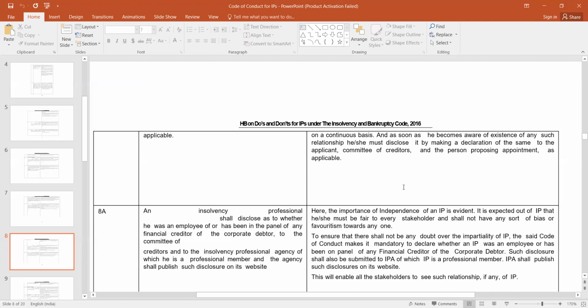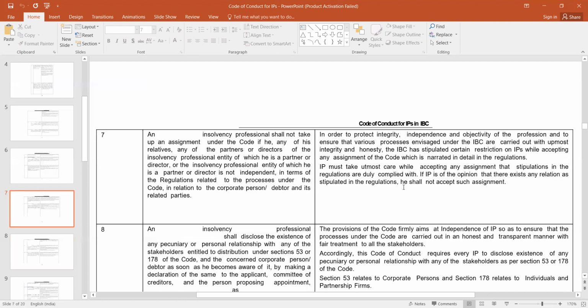Should not accept the assignment as such, sir. Disclose the fact. So will this come under pecuniary relationship disclosure? Yes. Yes, pecuniary relationship will come, please check. Yeah.